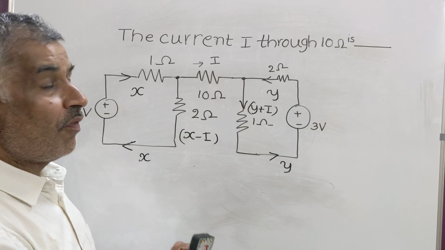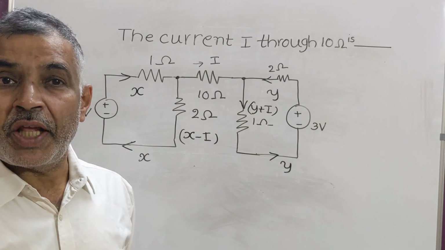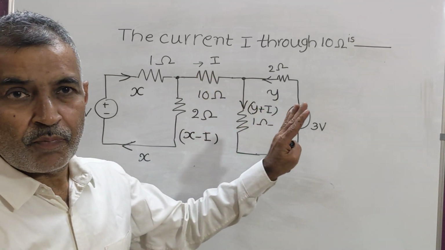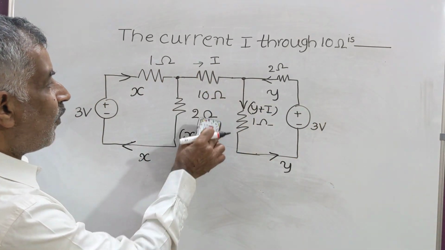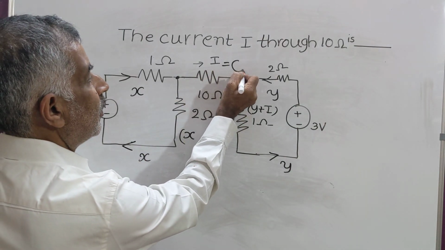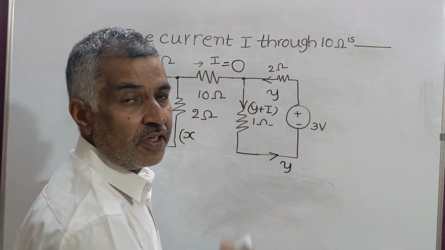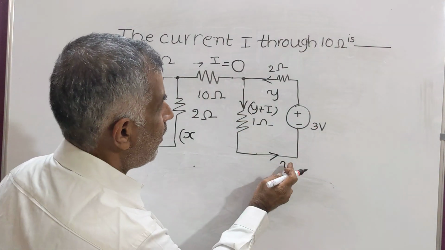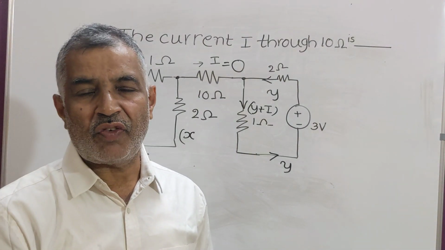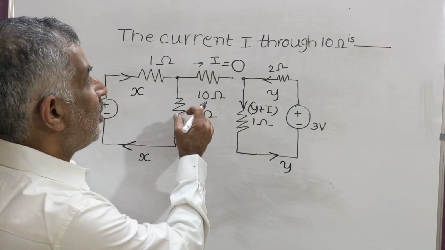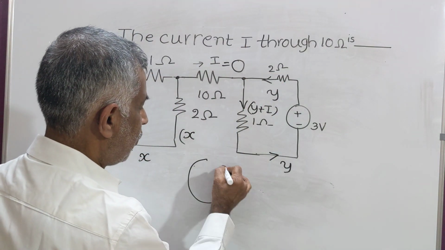Therefore, we have to come to the conclusion that no current flows through 10 ohms. In this situation, no current will flow through 10 ohms. Then only, if I is 0, current X flows here, current Y flows here, and a current of Y enters the negative terminal. So the condition is satisfied. Therefore, the answer is that the current I through 10 ohms is 0.